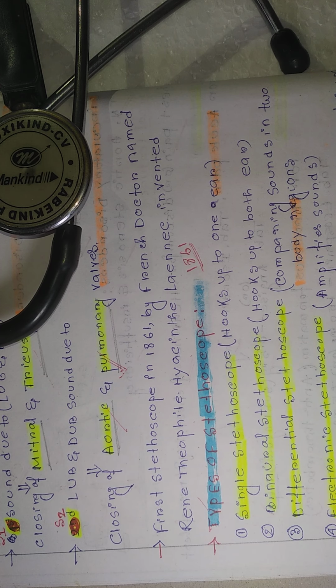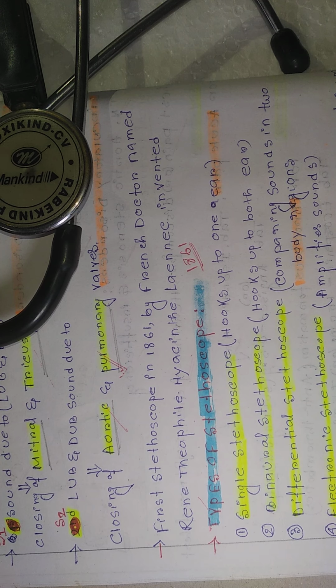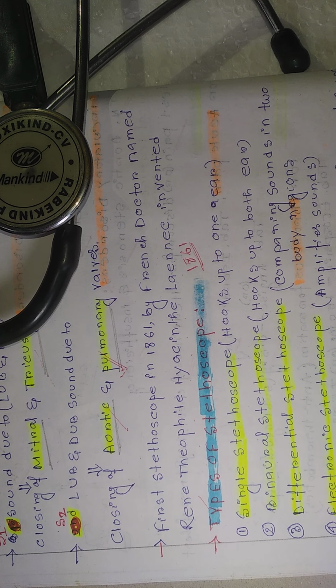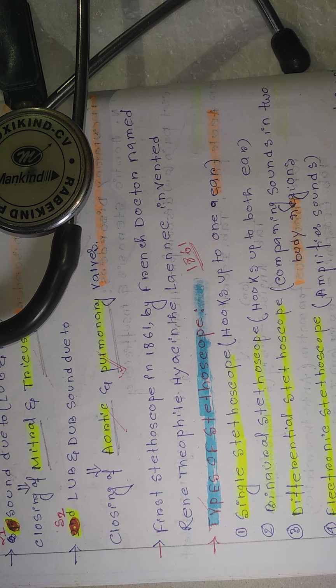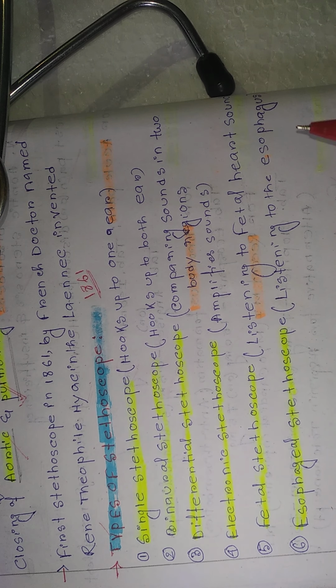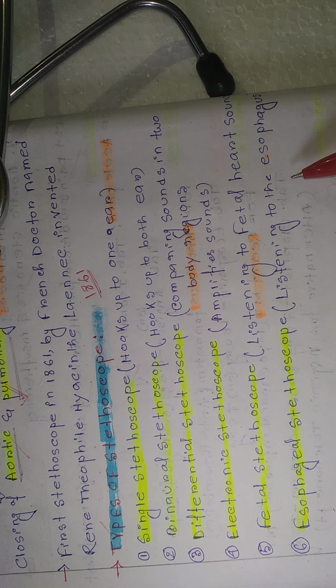And number 4, the electronic stethoscope. The electronic stethoscope is mainly used to amplify the sounds of your body. And number 5, the fetal stethoscope, for listening to fetal heart sounds. And number 6, the esophageal stethoscope, which is mainly used for listening to the sounds produced in the esophagus.